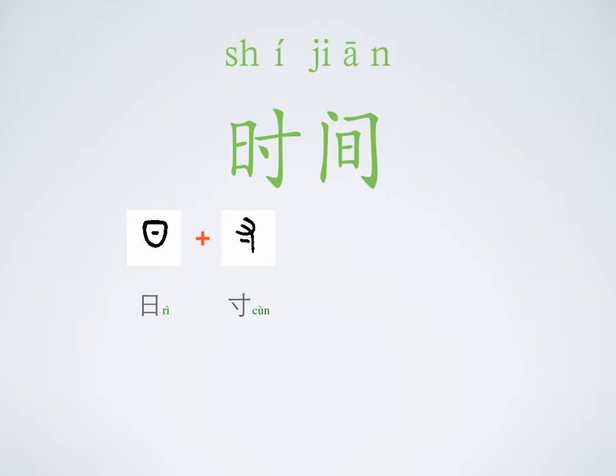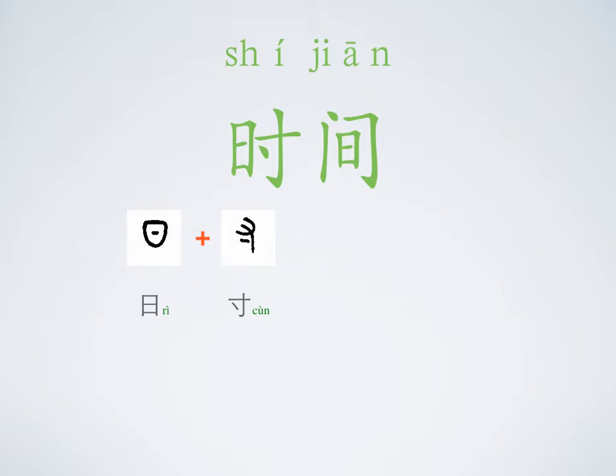Okay, the left part is 日, is sun. The right part, look at the original picture, actually means a point very close to your hand. It means very, very short. So when Chinese people invented this character, they probably wanted to express the idea that the time is really short. You have to make the most of it. It kind of makes sense, okay?